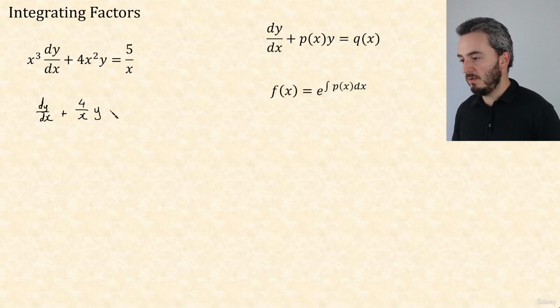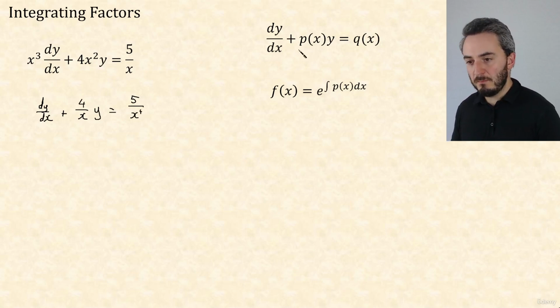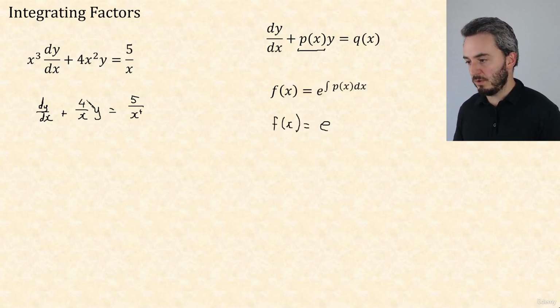Then we've still got the y, and then dividing through by x cubed here, it's 5 over x to the 4. Okay, now it's in this form, the p of x bit is the 4 over x here. So my magic function, my integrating factor, that's what it's called, is e to the power of the integral of this function here. So it's the integral of 4 over x. Now the integral of 4 over x is 4 ln x.